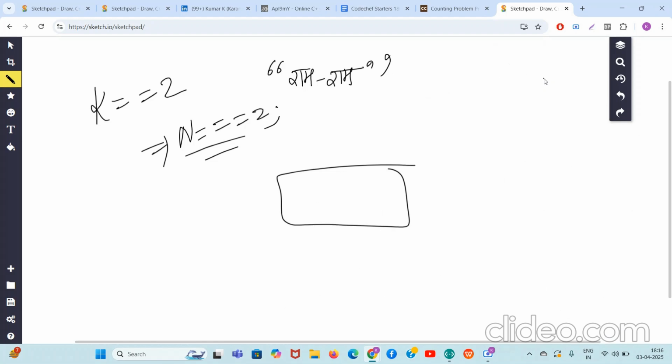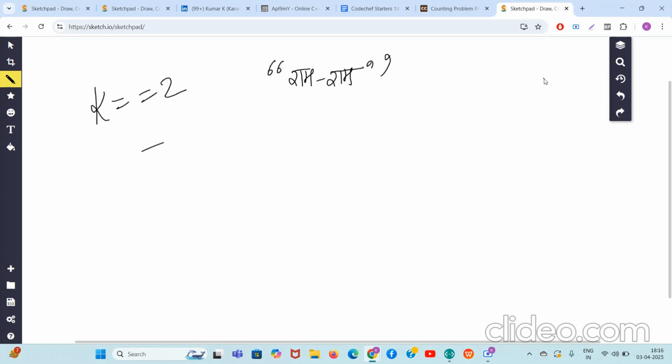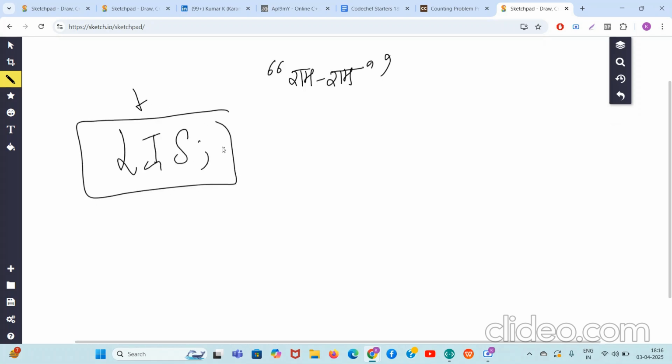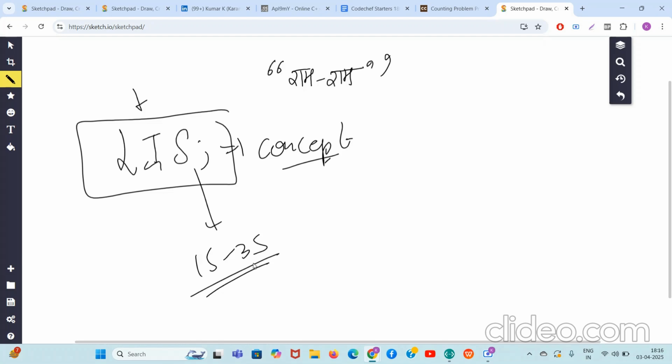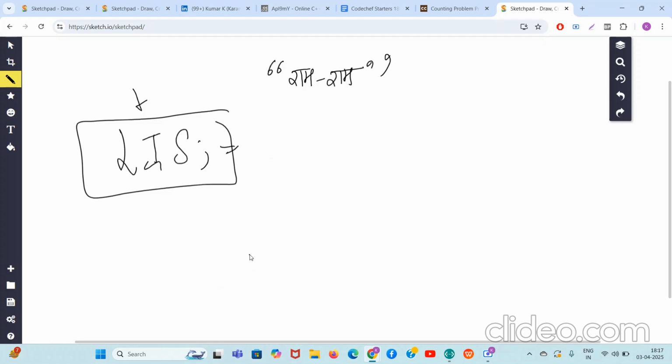So guys, after lots of thinking, you will come to know that the core concept you need here is the LIS concept, longest increasing subsequence concept. If you have done the problems and variations taught in the course, this problem is a piece of cake for you.